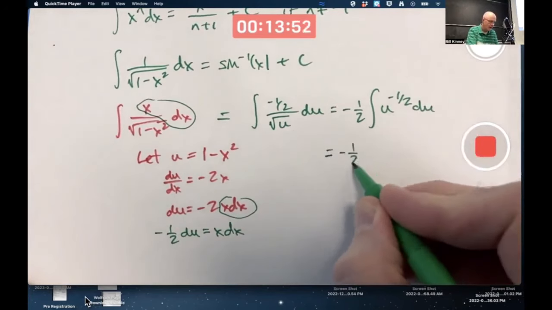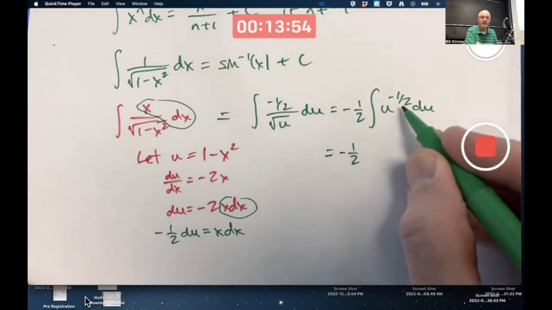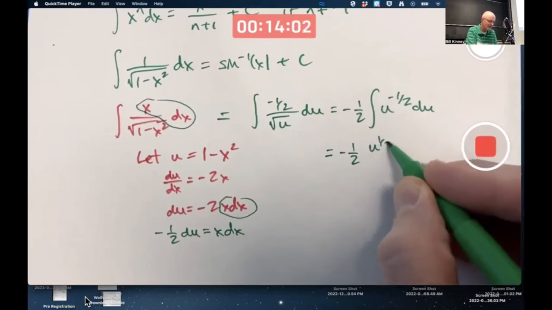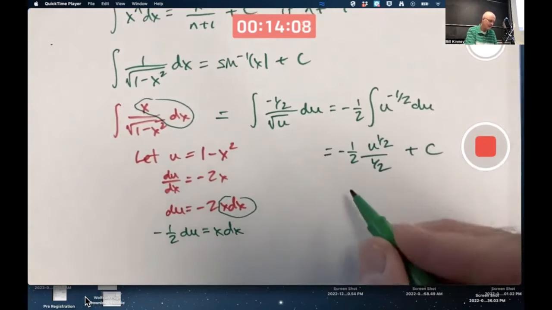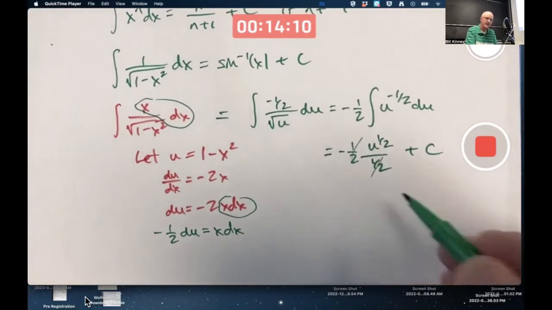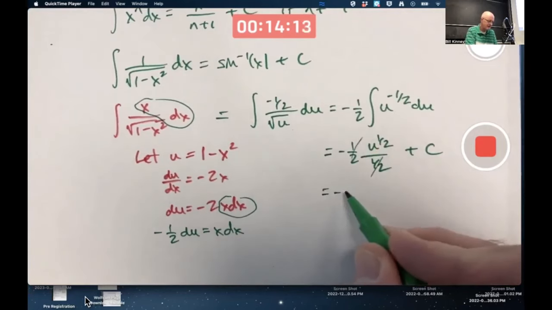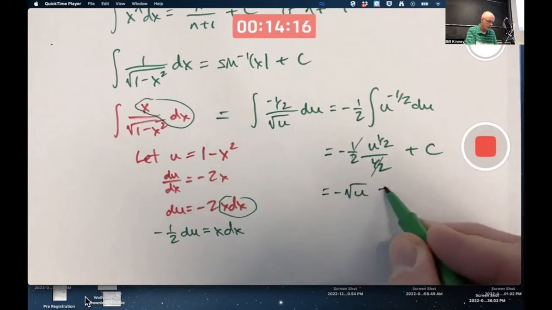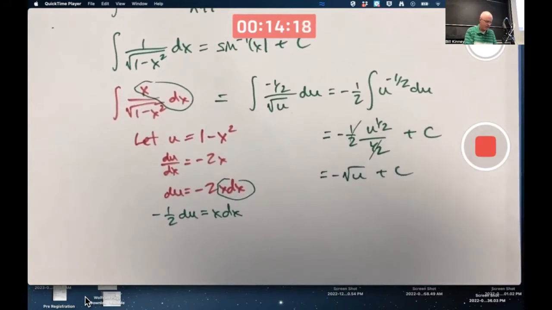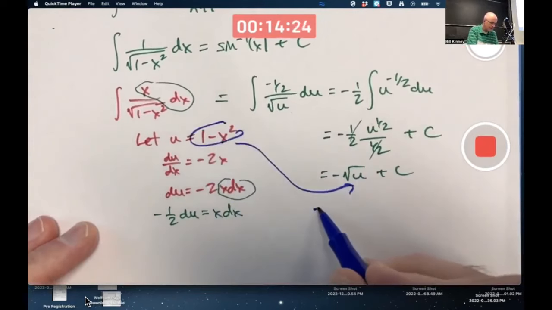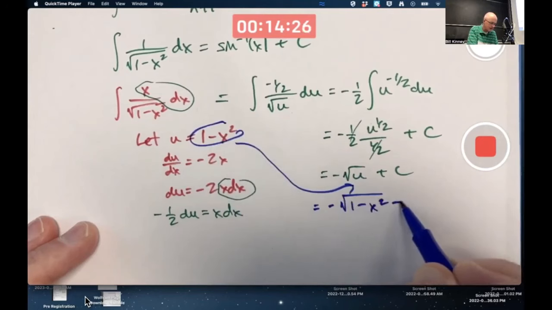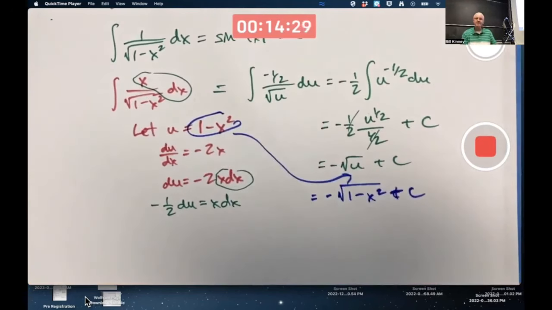This is now a power function with an exponent equal to negative 1/2. I need to add 1 to that exponent and divide by the same number. Negative 1/2 plus 1 is positive 1/2. Divide by that same number, positive 1/2, and then add c. These 1/2s completely cancel with each other, leaving no fractions. U to the 1/2 is square root of u. And maybe now I should plug in what u equals. Plug that in there. Maybe the answer is negative square root of 1 minus x squared plus c. Maybe.